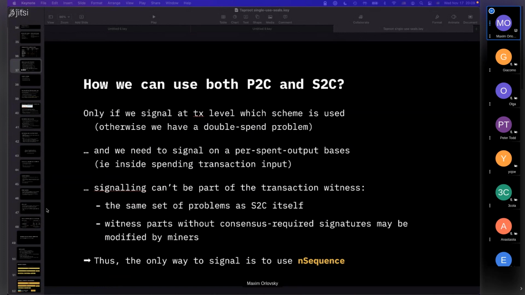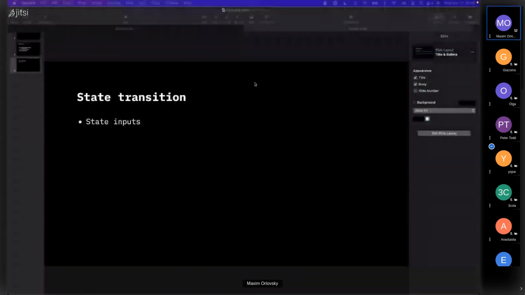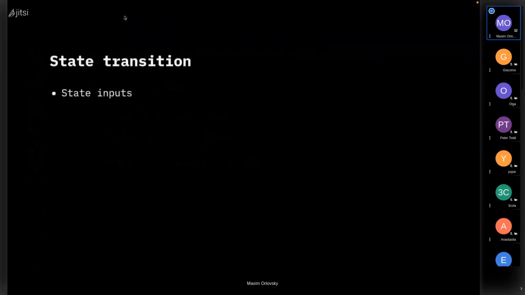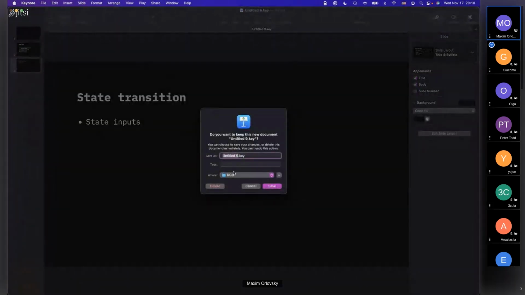So, shall I move to the nSequence proposal that allows combining all three commitment schemes? Actually, there are four of them, basically. All of the commitment schemes. Sure. Okay, I'll try to. Do you still have my screen? Yes. That's actually the wrong screen.